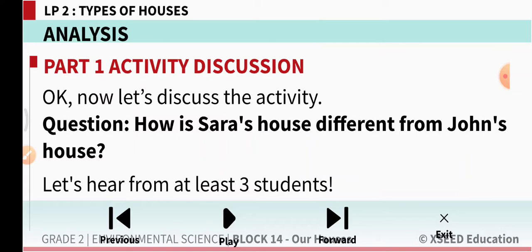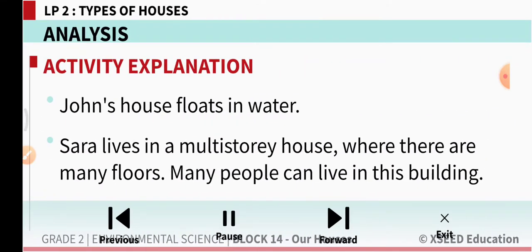How is Sarah's house different from John's house? Sarah lives in a multi-story building where in a small place many apartments are built. Many people can live together in the same building. Whereas John lives on a houseboat. A houseboat floats on the water and it will be moving. John's house floats in water. Sarah lives in a multi-story house where there are many floors. Many people can live in this building.